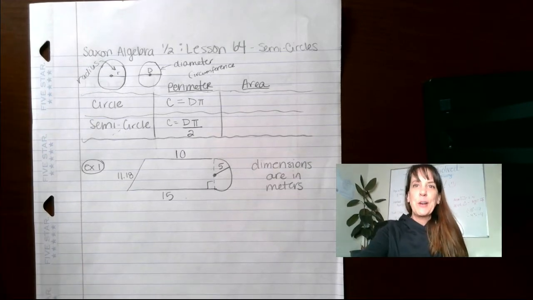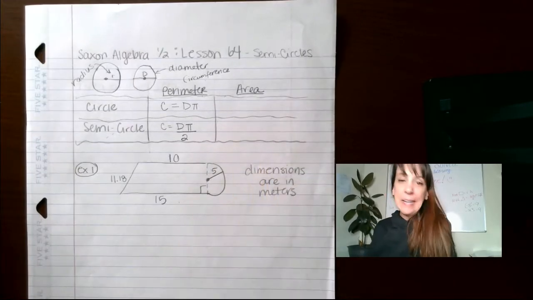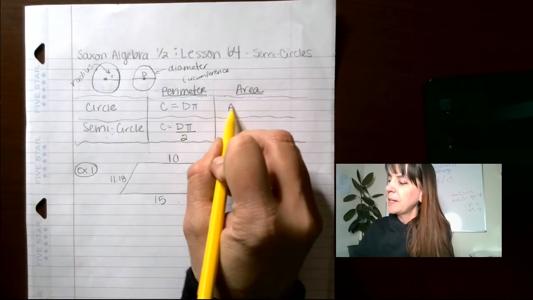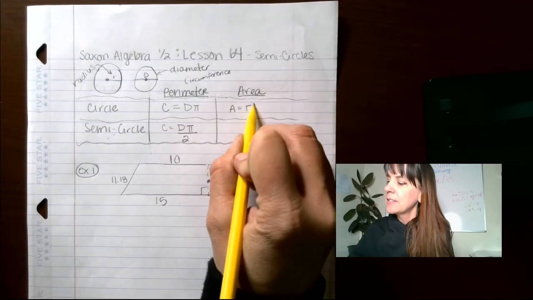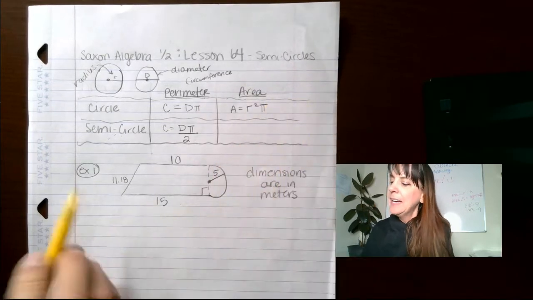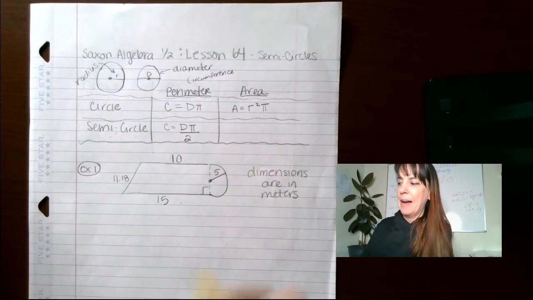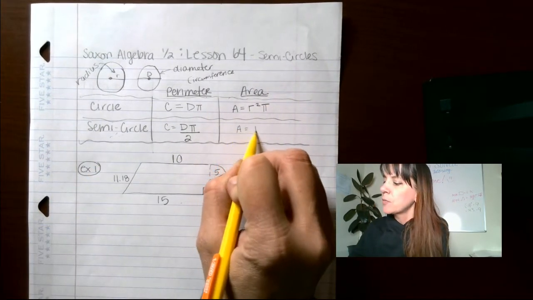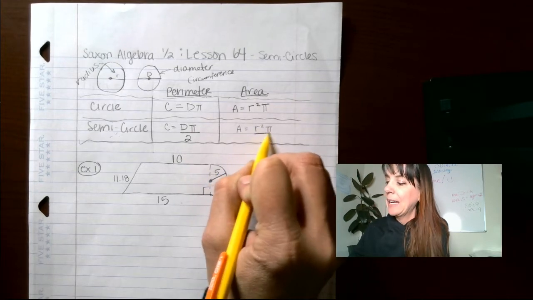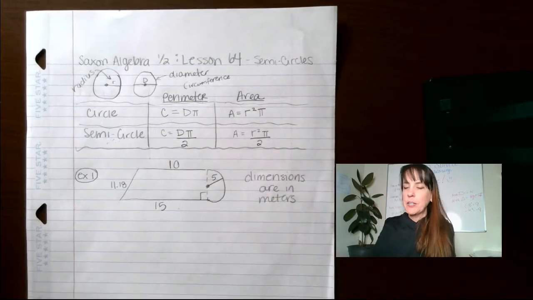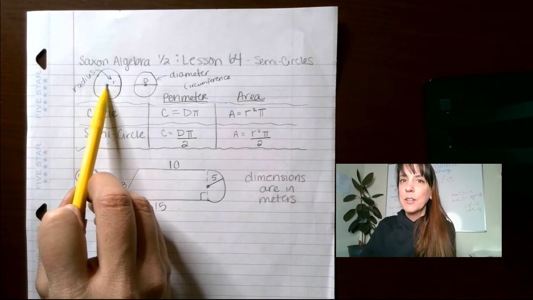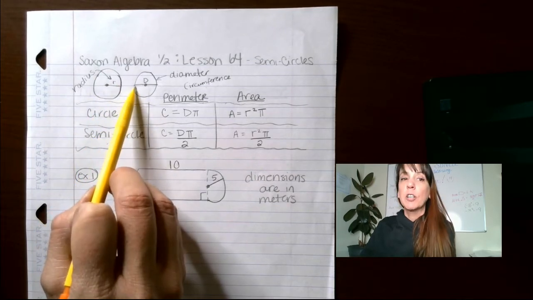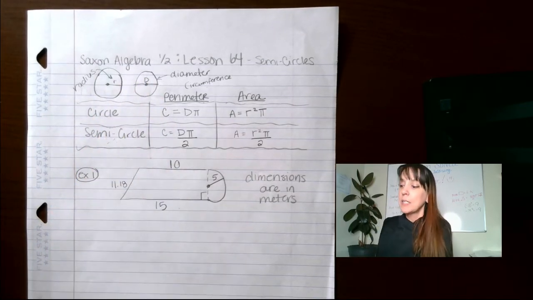Okay, so for the area of a circle, the area is found by doing the radius squared times pi. Again, if we're doing a semicircle, aka half a circle, we're going to do area equals radius squared times pi, but we're going to cut it in half. A friendly reminder, your radius goes from the center of the circle outwards. The diameter goes all the way across and through the center.